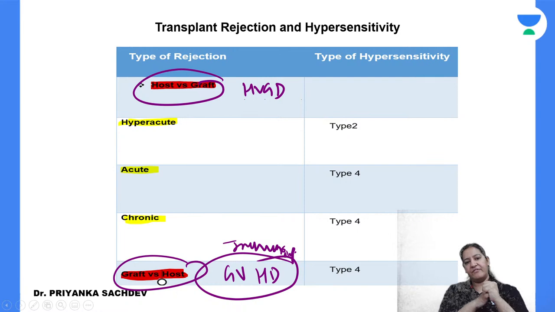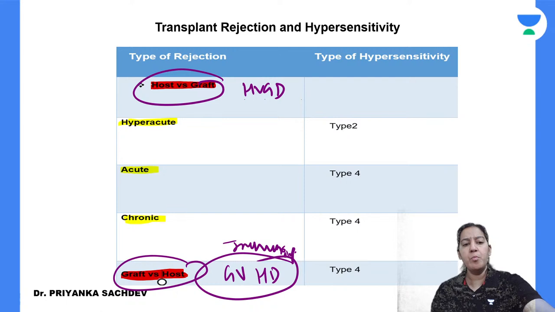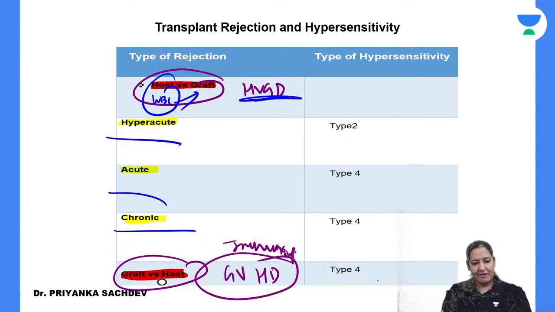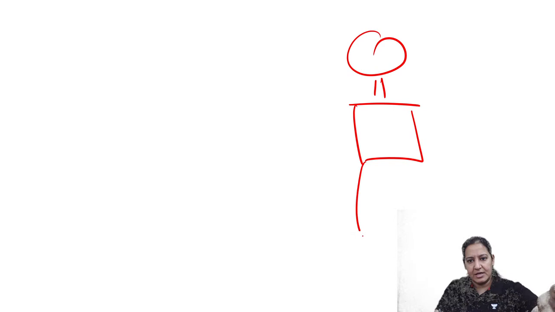Now, as I have told you, more common is host versus graft, in which the WBCs of the host cause damage to the graft. It is of three types: hyperacute, acute, and chronic. What do you mean by that? So again, I would like to draw a diagram. So this is the recipient, right? And this is the donor. Listen now.